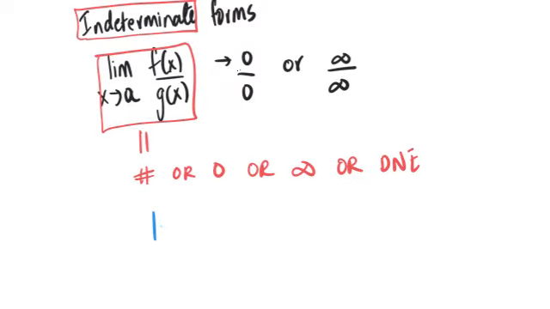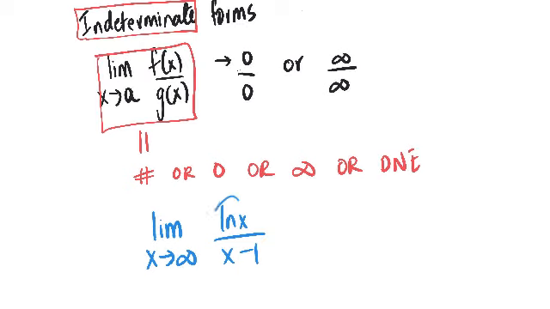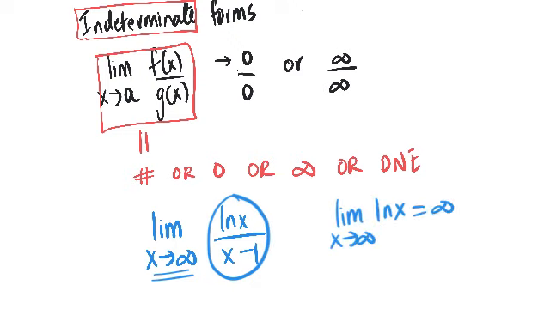So if I have an example like the limit as x goes to infinity, for example, of ln x over x minus 1, right? If we think about this overall limit, the limit means what does this ratio of the two functions do as x gets bigger and bigger, right? So the top is going to grow, because we know that ln x is a graph that looks like this, and it grows as x goes to infinity. Y goes to infinity too, right?